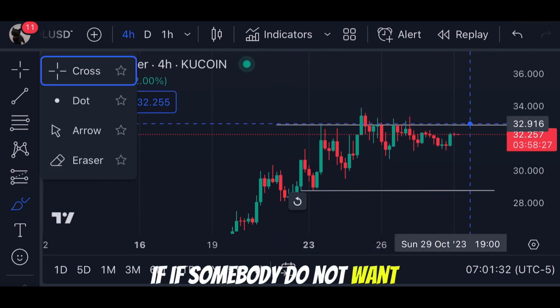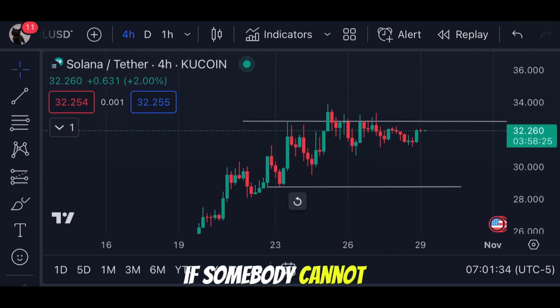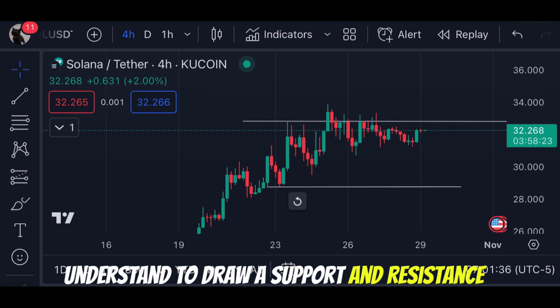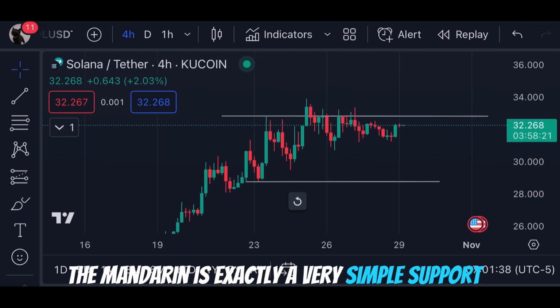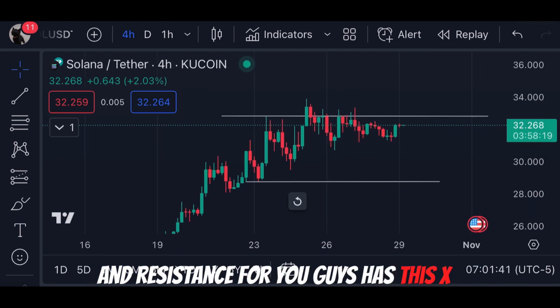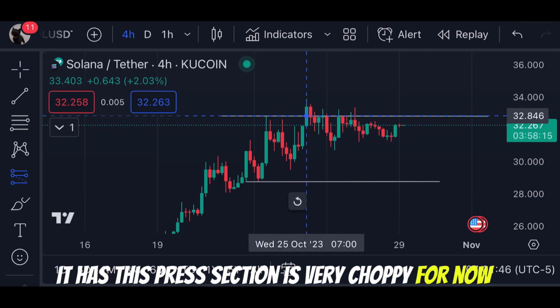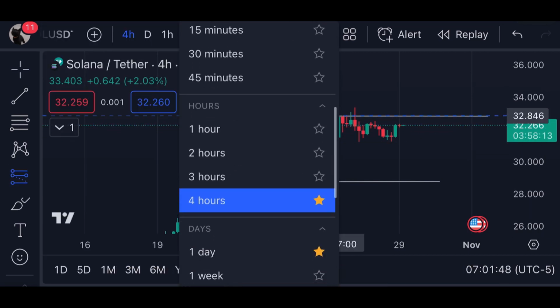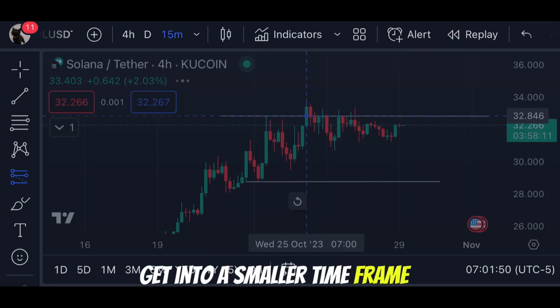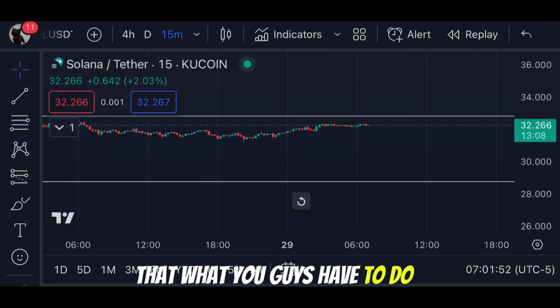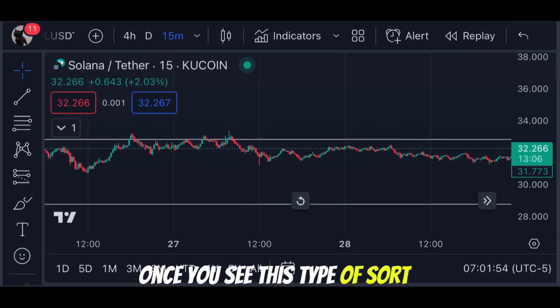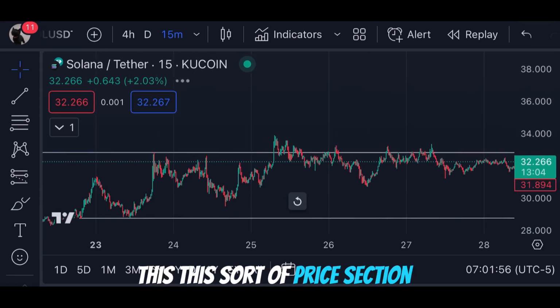So if somebody cannot understand how to draw a support and resistance, the Monday range is exactly a very simple support and resistance for you guys. The price action is very choppy for now, but let's get into a smaller time frame, and I will explain what you guys have to do once you see this sort of price action.